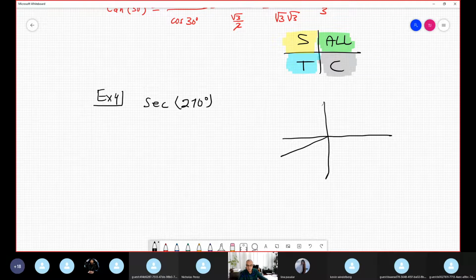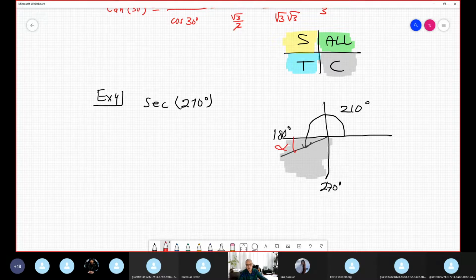This is our 210 degrees. How do you know? Because it's greater than 180, which is this, and less than 270. It's obvious that it lies in the third quadrant. It lies here. And the reference angle is this guy, alpha.